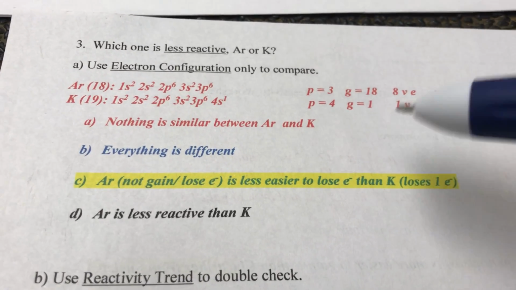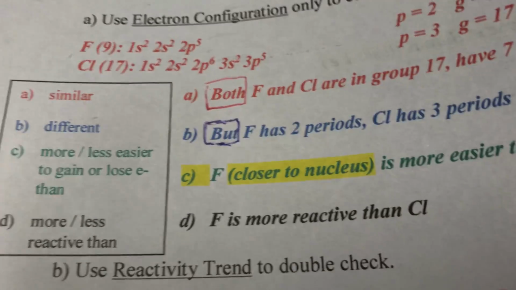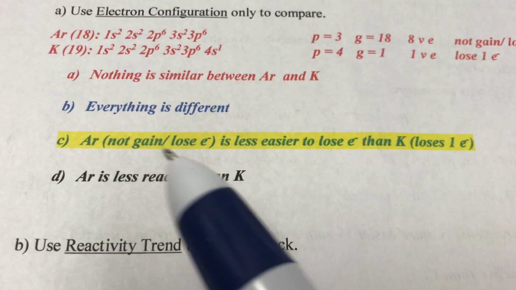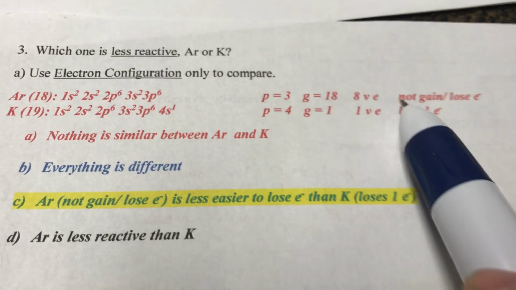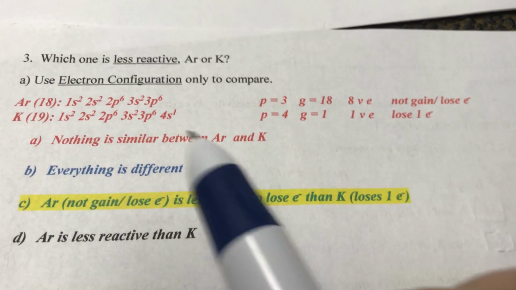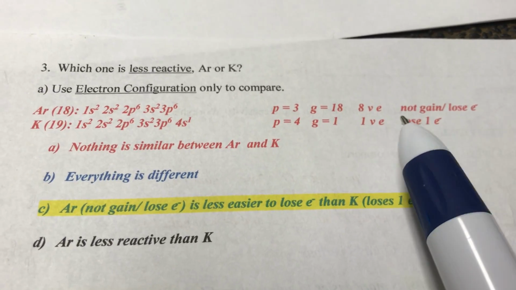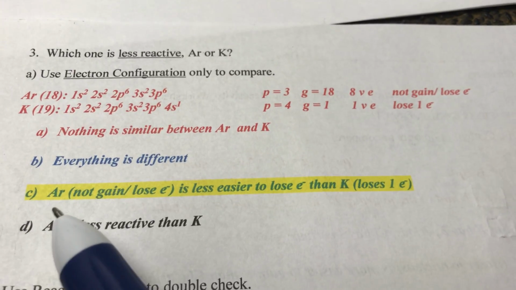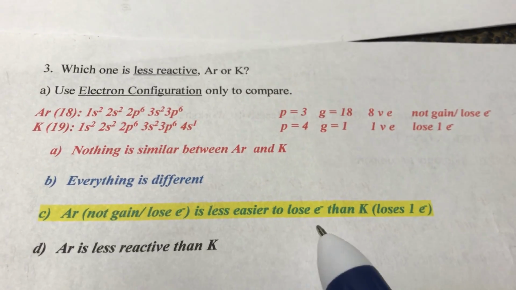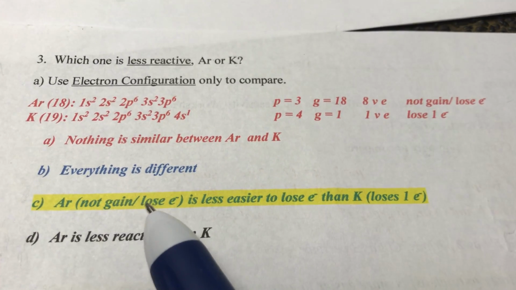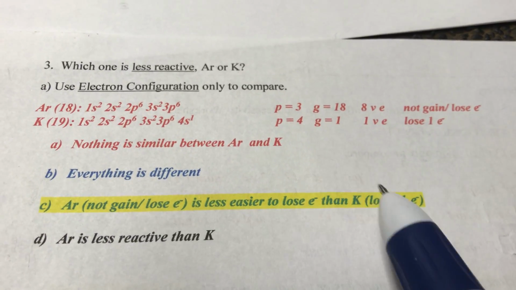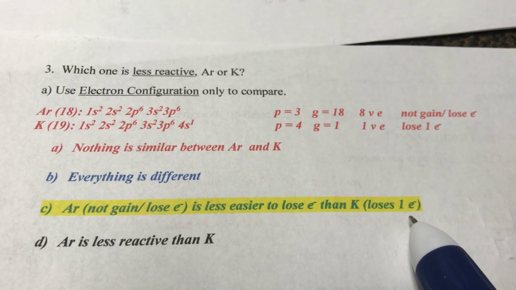Everything is different. And step C, you want to talk about, again, which one is less easier to gain or lose than the other. Now here, which one is less easier to lose electron? Because K is talking about lose electron, so we want to compare lose electron. Obviously it is Ar. Ar is less easier to lose electron than K because Ar did not even gain or lose anything, but K still loses 1 electron.